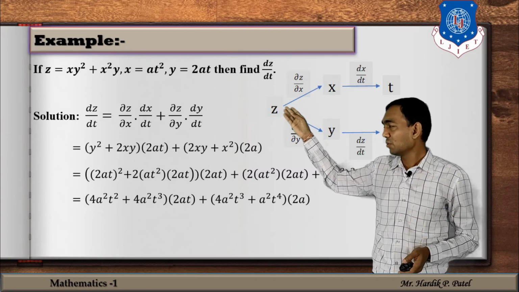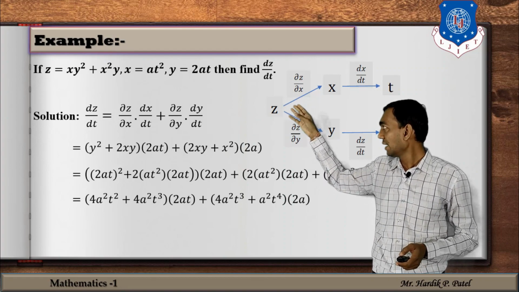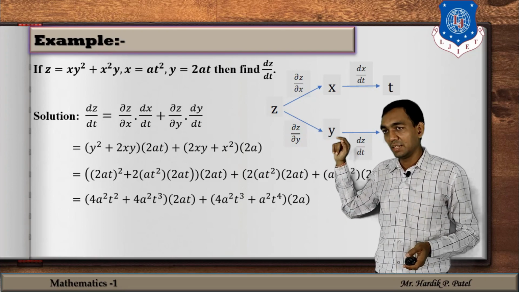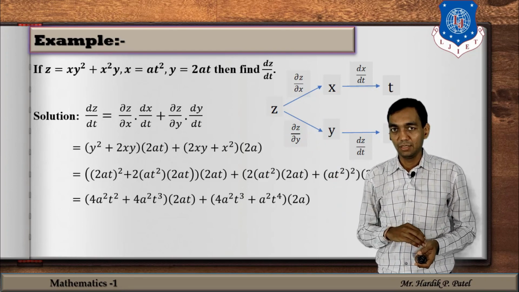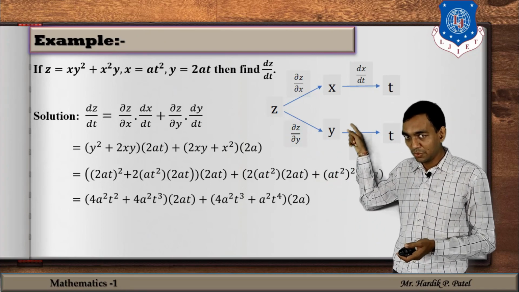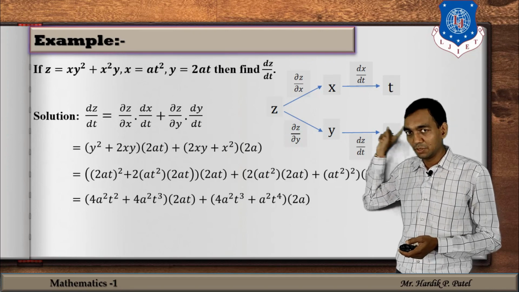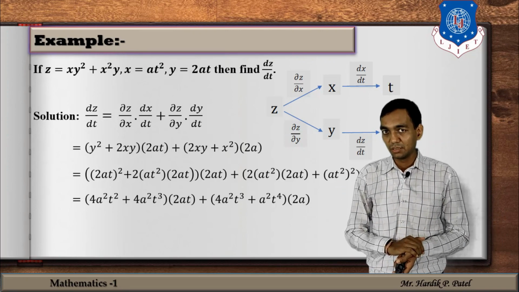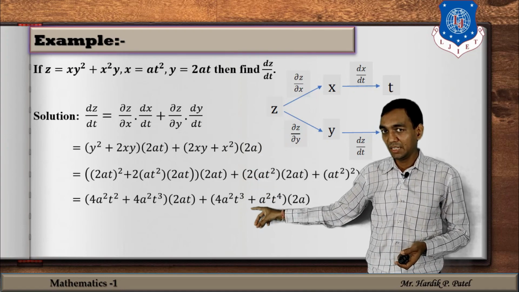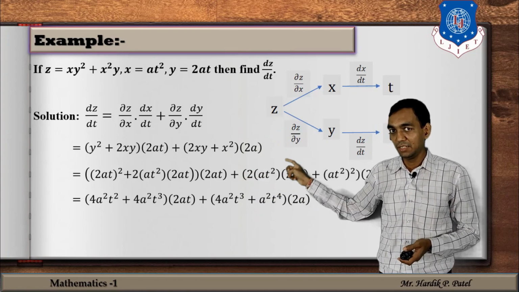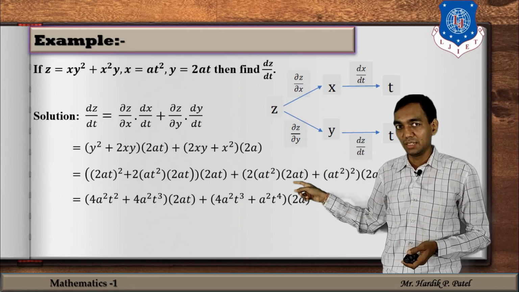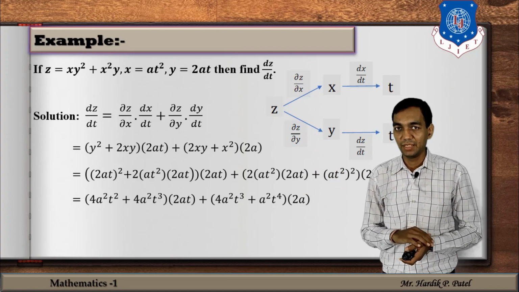One another example we are going to take is if z is equal to xy square plus x square y, where x is equal to at square and y is equal to 2at, then find dz by dt. Here see, z is a function of 2 variables x and y, and x is a function of t, y is a function of t, correct? So your chain rule will be dz upon dt is equal to del z by del x into dx by dt plus del z by del y into dy by dt.